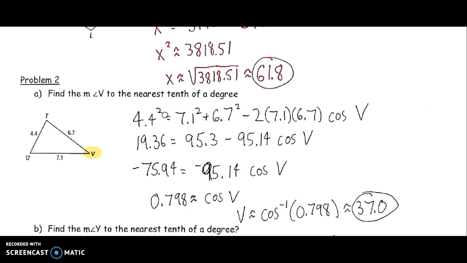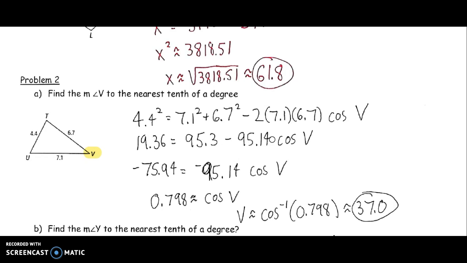So this is where I took a step just to simplify that equation as parts. If I took a square on the left, I get 19.36. I combined these two squared parts together and got 95.3, so that's where I'm getting this first part from. And I also multiplied out 2 times 7.1 times 6.7. That's where the 95.14 is coming from.